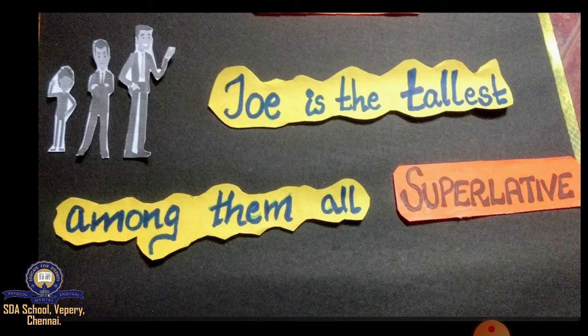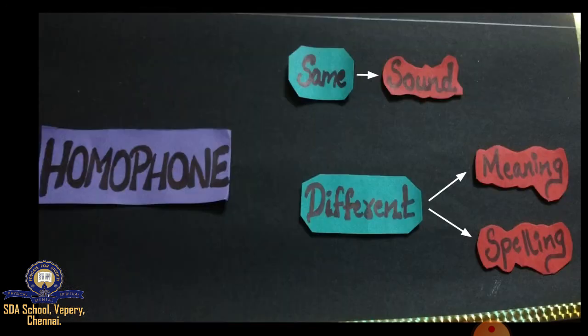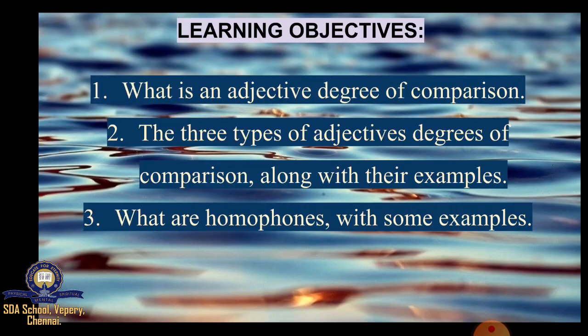So when we have one person and there is no comparison, it's positive. When you have two persons and there is a comparison, it is a comparative adjective. When we have three or more and we talk about the highest degree, it is called the superlative. Then we learnt about homophones, that is the words which have the same sound but different meaning and a different spelling. So I hope you are now clear with the adjective degrees of comparison, and you know the types, that is positive, comparative and superlative. And finally, I hope you understood what are homophones.